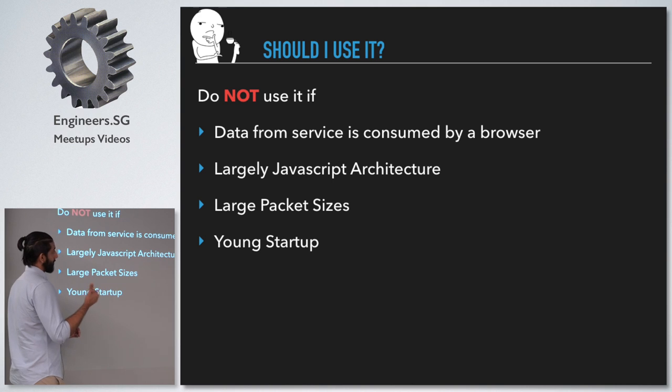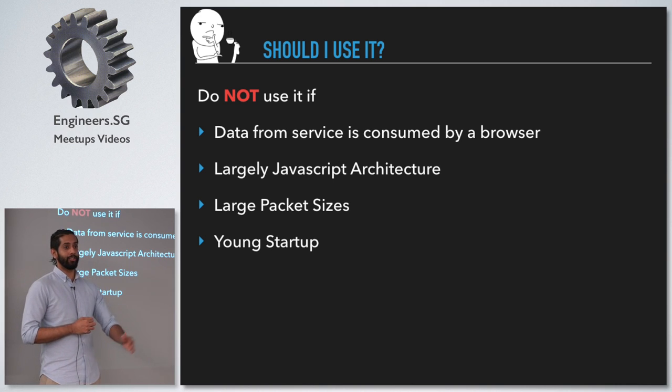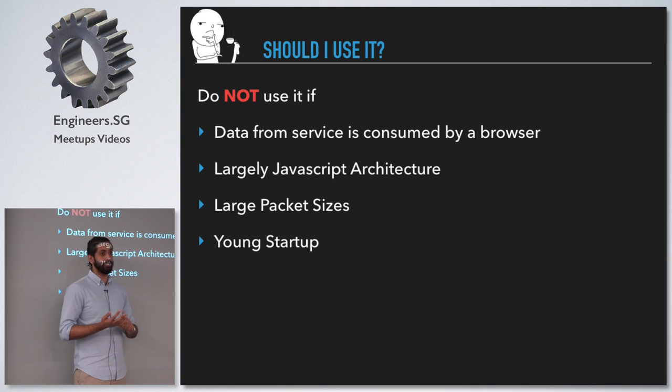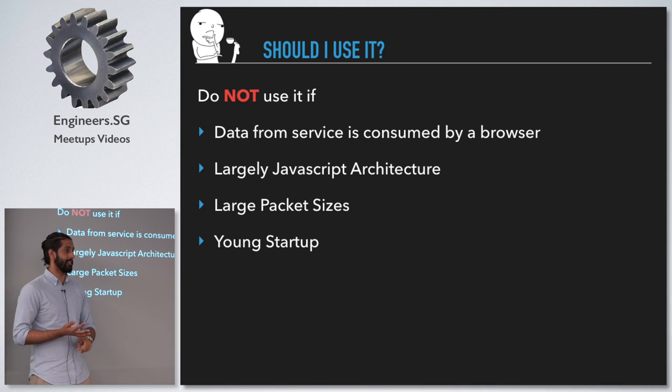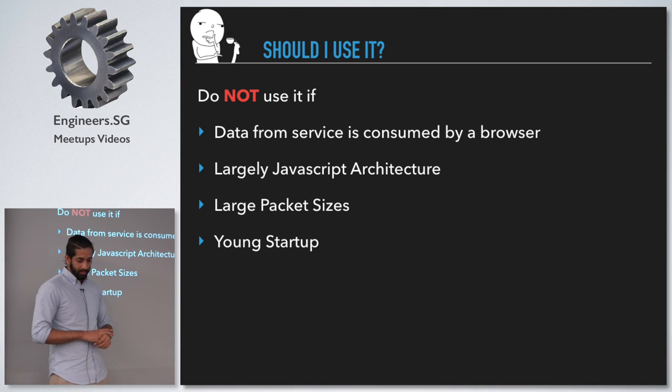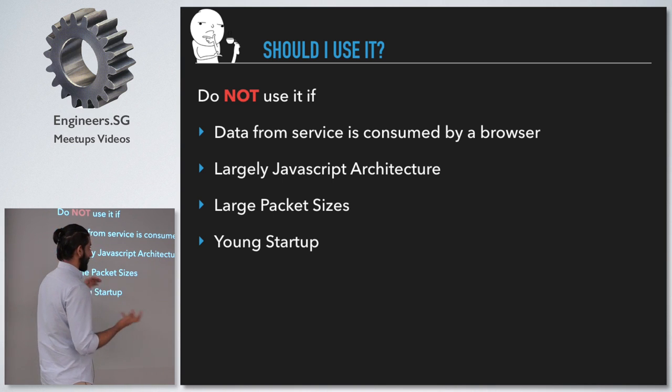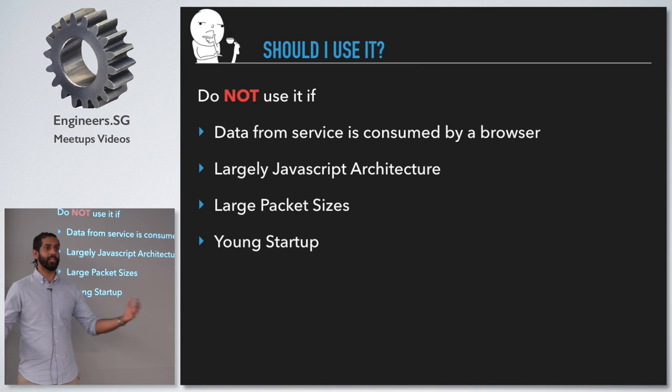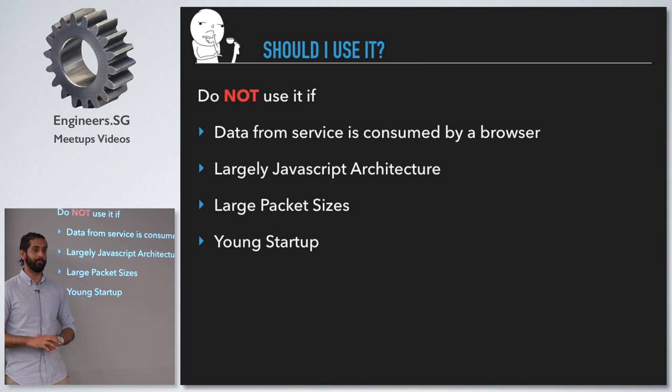Okay? One, your data is directly consumed by the browser. JavaScript is fantastic. Our browsers are very powerful, right? So do not use it if you're talking to a browser, because browsers use JSON very well. They're optimized, right? So stick with JSON, yeah? OK, next is JavaScript. Like I said, if your architecture is largely JavaScript, JSON is already the best thing you can do. Native binding is very powerful in JavaScript and in your browsers.